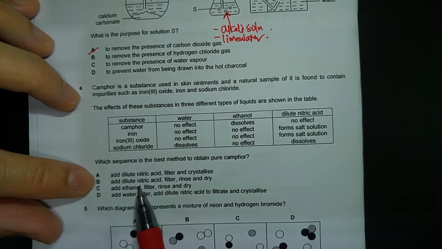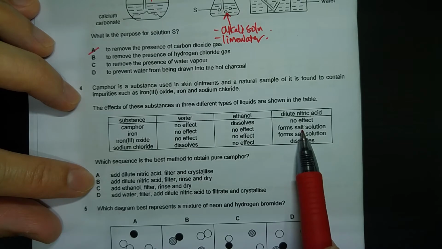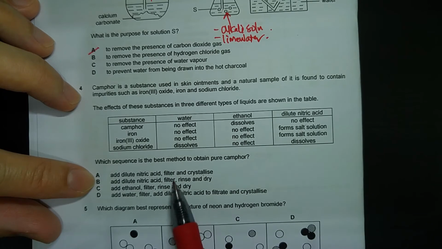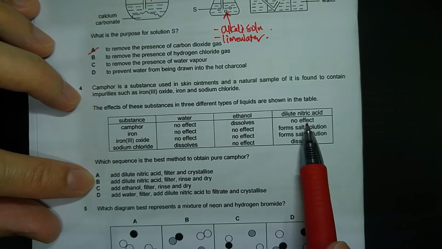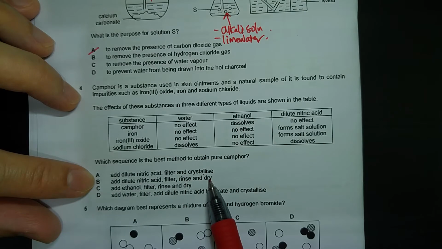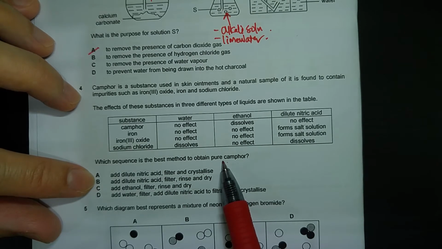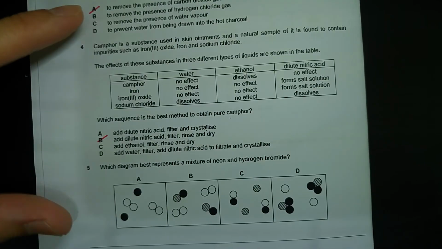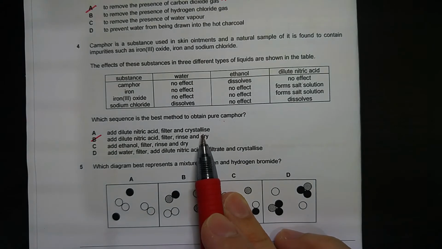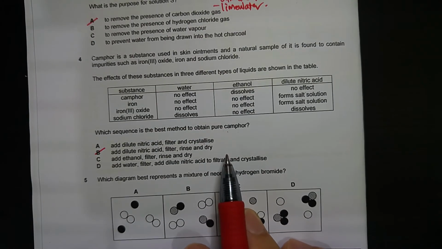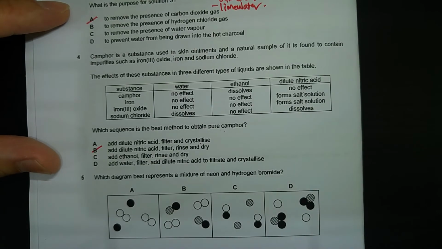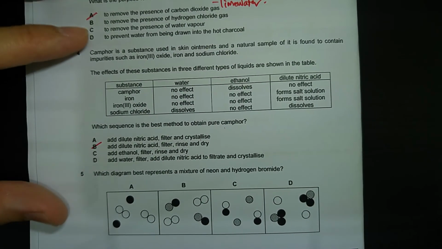Okay, so if you look at B, you add dilute nitric acid, iron 3 oxide, iron and sodium chloride all react and dissolve. You filter it, you get the camphor, and then you rinse the camphor, you dry the camphor. In that case you get the pure camphor. Alright, so the answer is B. So you only crystallize if you have a solution. For example, sodium chloride solution, you crystallize it, you heat it to saturation, and then you cool it to crystallize to get the salt crystal.